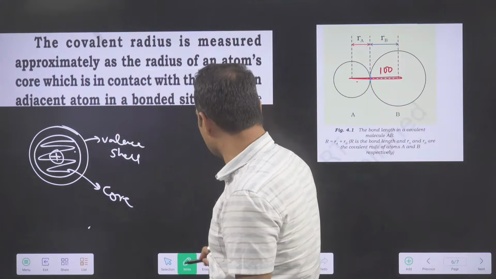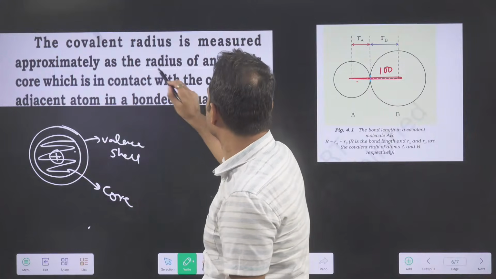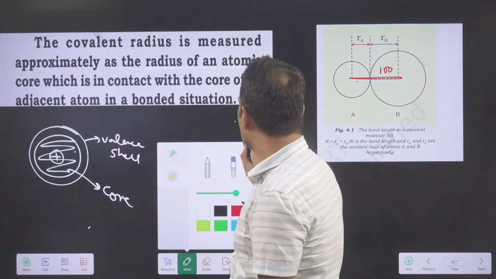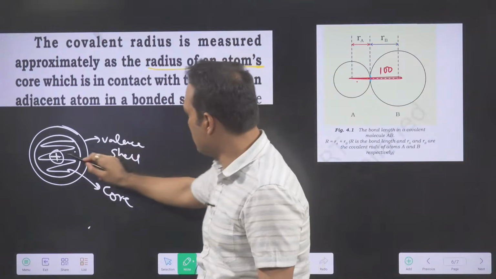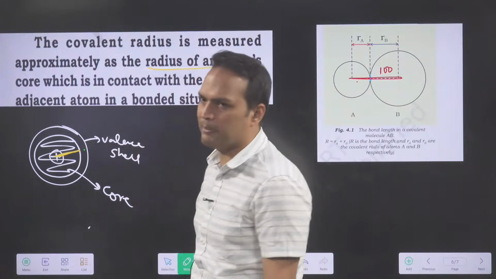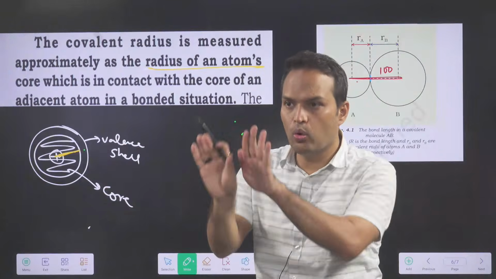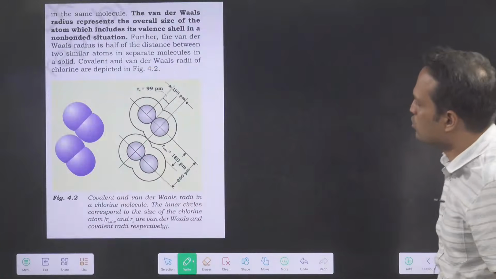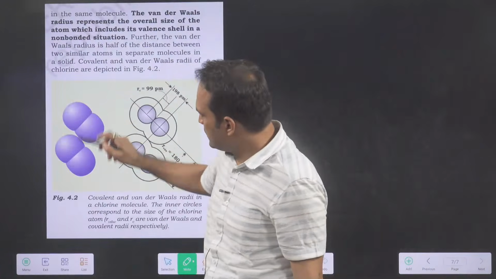approximately, as the radius of an atom's core. I am able to measure approximately this much. Why? Because some part is overlapping, right? Some part is overlapping. So the radius is coming small. Now they have also shown this diagram. Look, this is the diagram.